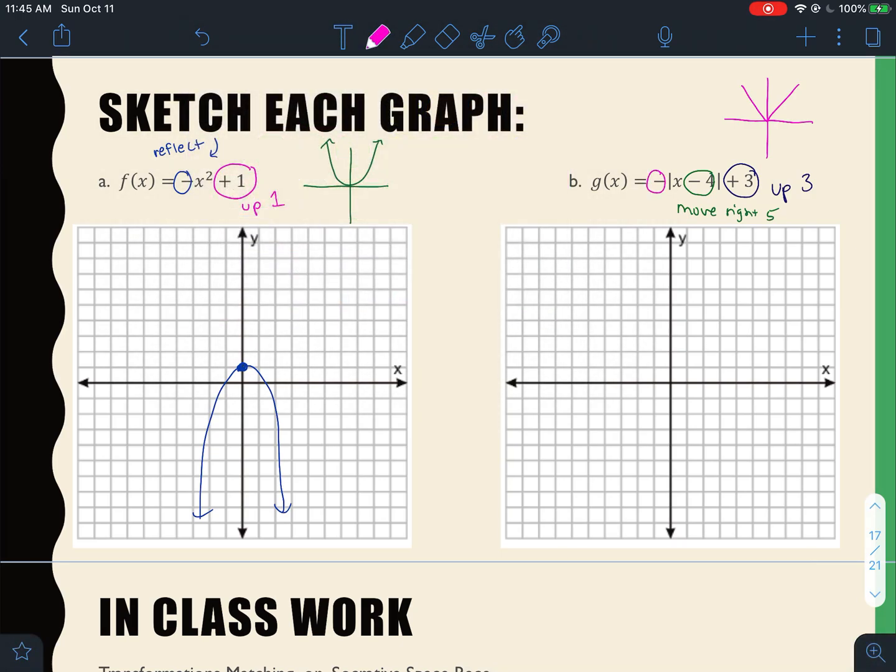And then that negative out in front, it's another reflection. And since it's out in front, it's going to reflect it from up to down. So it's going to be a v that's going down. So I'm going to go up 3 and then to the right 5. 1, 2, 3, 4, 5. And then my graph moved to the right, oops, not 5, 4. So it moved to the right 4, and it moved up 3. I don't know why I put 5, it should be 4. And then it's going down because it's reflected. So it's a v that's going down that moved up 3 and to the right 4.